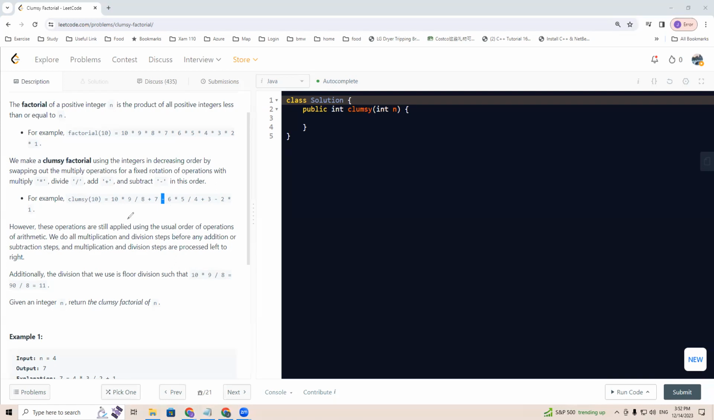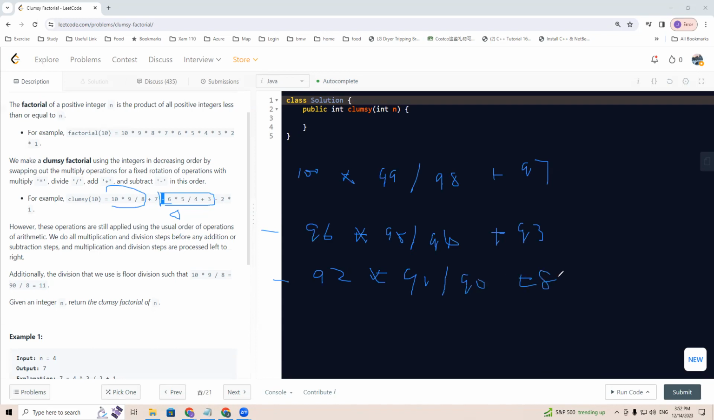So let's observe this kind of pattern. From here, they are going to have the same pattern, right? Let's see if that is 100: 100 multiplied by 99 and divided by 98 plus 97, and then minus 96 multiplied by 95 divided by 94 plus 93, and then minus 92 multiplied by 91 divided by 90 plus 89, right? We see this formula has the same pattern from here until the end.